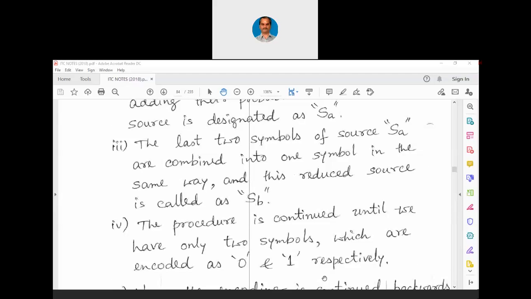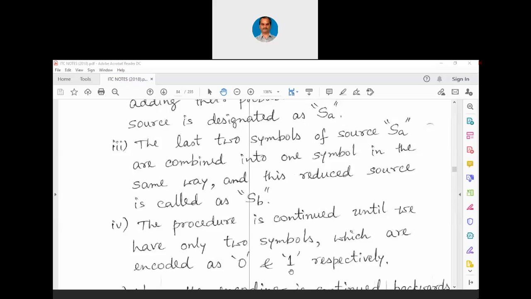You will understand this when I show you the exercise. This procedure will continue. When we keep on making it compact, compact, compact, that is what is called a compact code. Why? The last two symbols are combined together into one. Finally, we will end up with only two symbols, the topmost one and the one below, because we had arranged the symbols in decreasing order. So the procedure is continued until we have only two symbols which are encoded as 0 and 1 respectively. For those two symbols, we give the value 0 and 1 because only two are there.